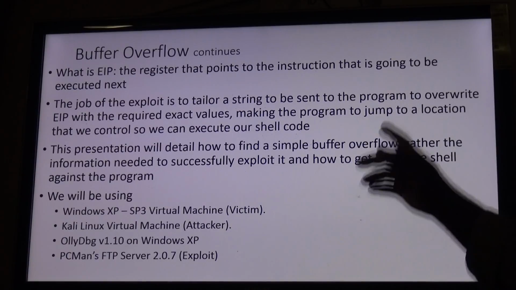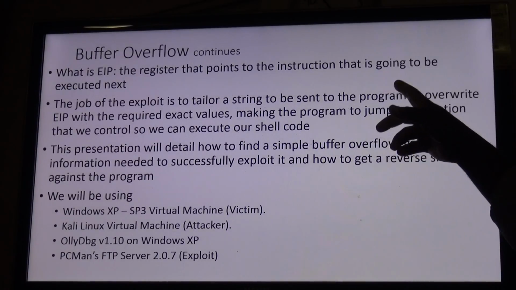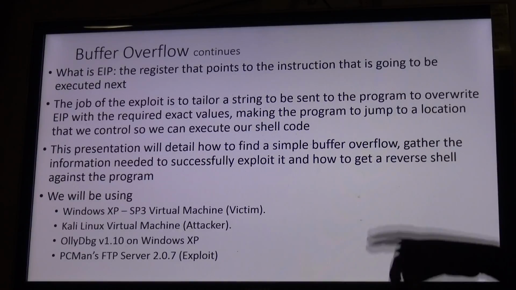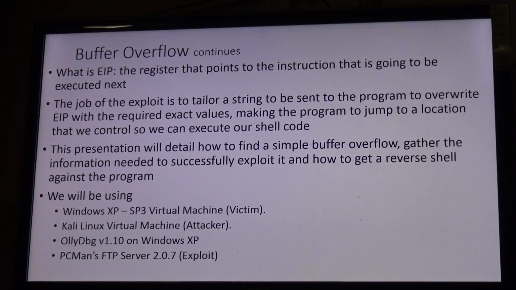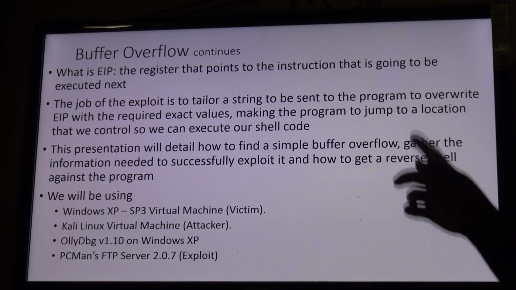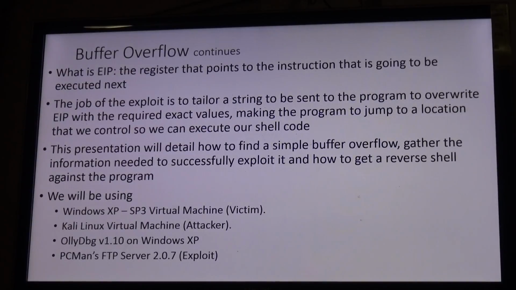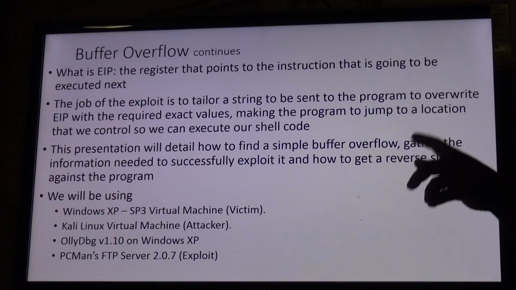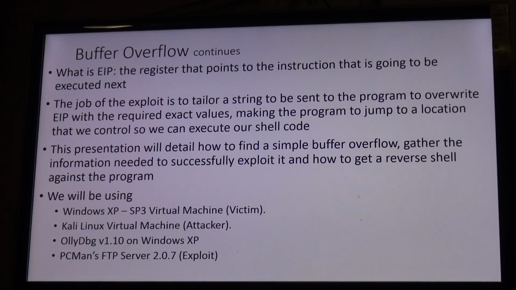So what is EIP? The register that points to the instruction that is going to be executed next is referred to as the EIP. So the job of this exploit is to tailor a string to be sent to a program to override EIP with the required exact values, making the program jump to a location that we control so we can execute our shell code.